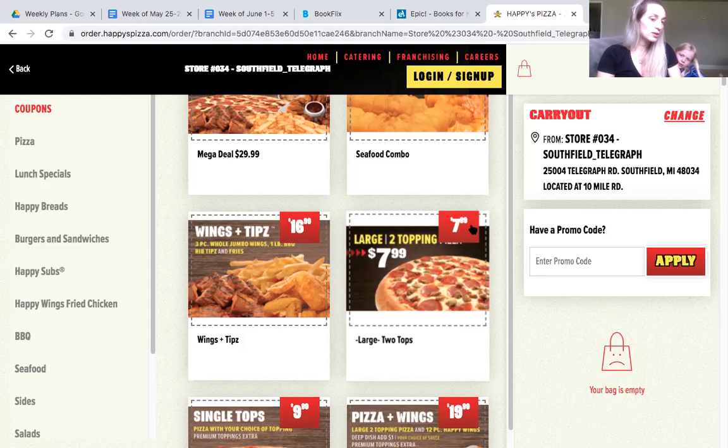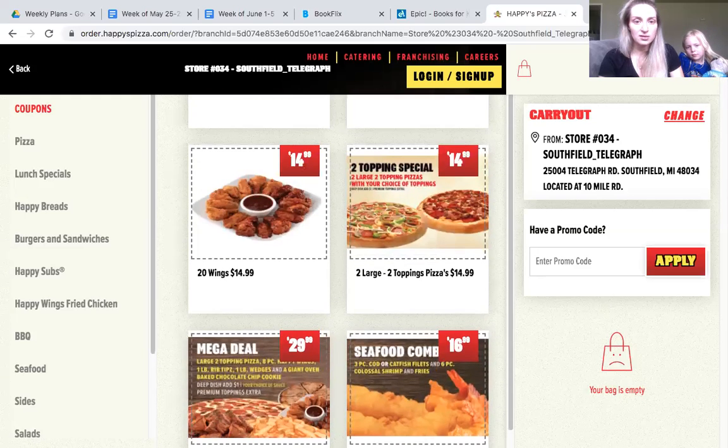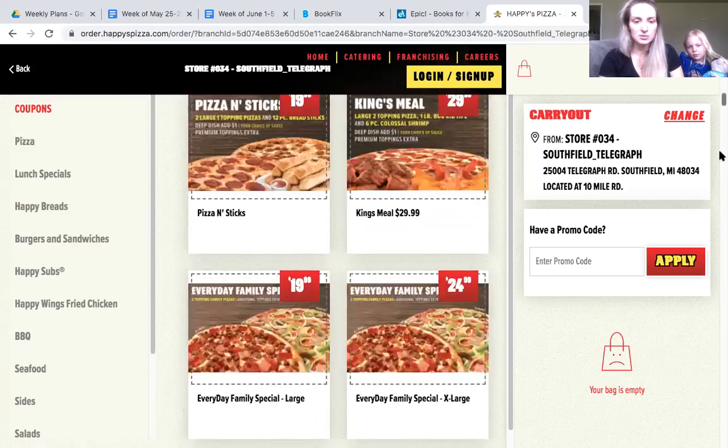Okay, Scarlett, what do you think? Which one is more? 16, right? 16 is more than 7. So the wings and tips cost more than the large 2-topping pizza. $16.99.